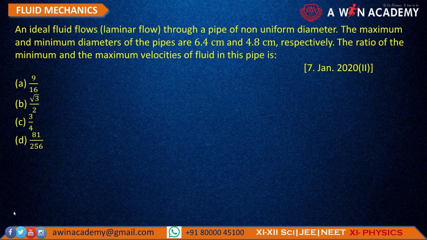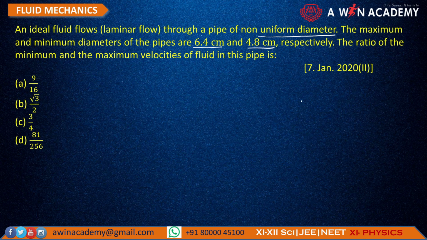In this problem, the data is like that: an ideal fluid flows, like a laminar flow, through a pipe of non-uniform diameter. Non-uniform means the diameter of the pipe changes. This is the maximum diameter and this is the minimum diameter of this pipe, 4.8 centimeter and 6.4 centimeter respectively. The ratio of the minimum and the maximum velocity of fluid in this pipe.